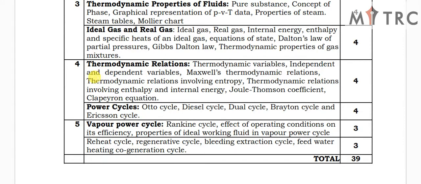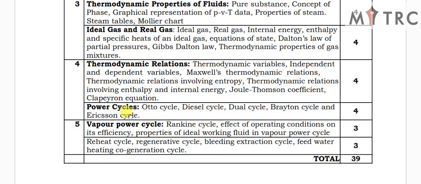Number four is thermodynamic relations. This unit is based on the relations between the various thermodynamic properties like pressure, temperature and volume. Also, we have some different components in the Maxwell thermodynamic relations, which also have entropy, enthalpy, and Joule coefficient. So we have to understand how they can be converted from one relation to another. We have to consider carefully these relations and their conversions.